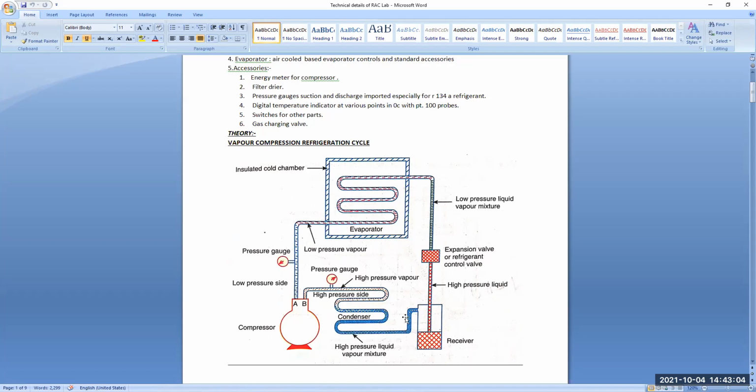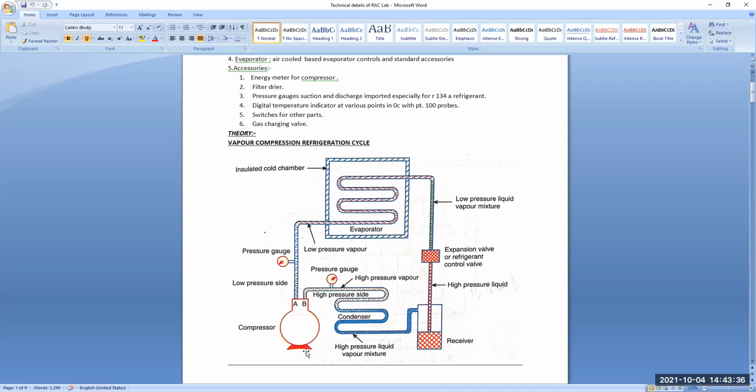Then it goes through the receiver to the expansion valve, and from the expansion valve it goes to the evaporator. So from around the midpoint of the condenser, the refrigerant is liquid, and it becomes vaporized at around the midpoint of the evaporator. Then as a vapor, it goes out to the compressor.